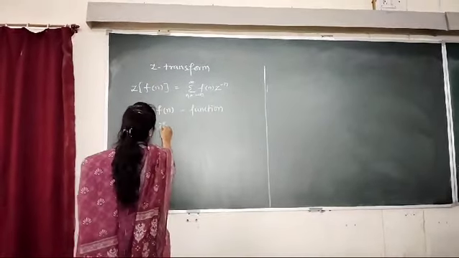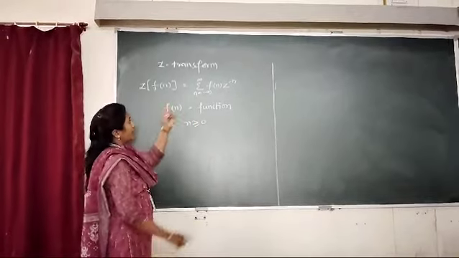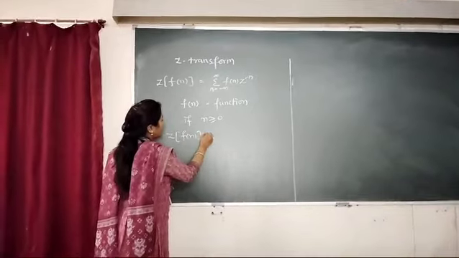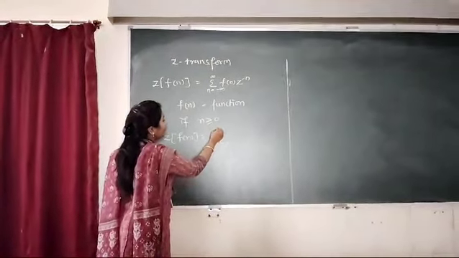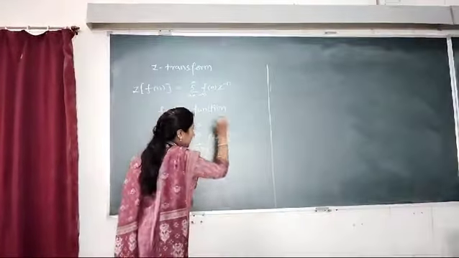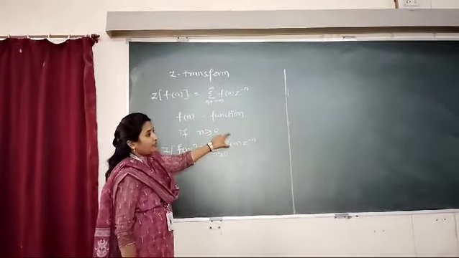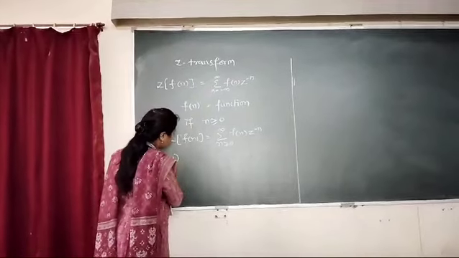And if n is greater than or equal to 0, then our definition converts to the form Z of Fn is equal to the summation n from 0 to infinity of Fn Z to the minus n. So when we put in some values of Fn, we can get special results. First, I am going to start.